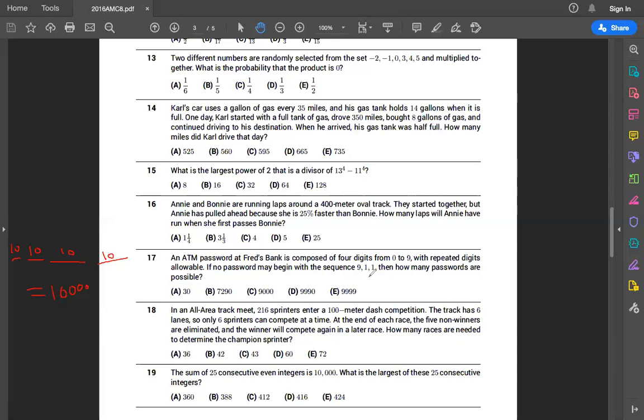Well, how many sequences start with 911? That would just leave us with the last digit, which could be anything from 0 through 9. So there's just 10 of those. So we just subtract 10. And we have 9,990.